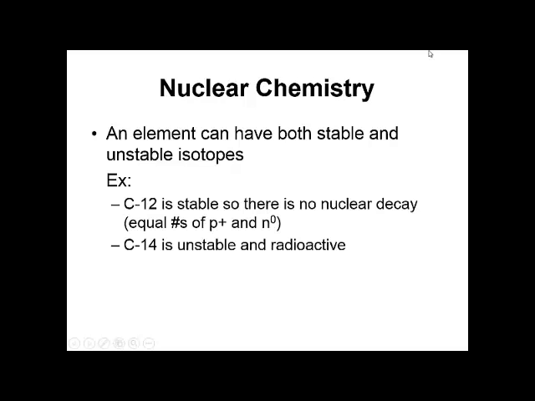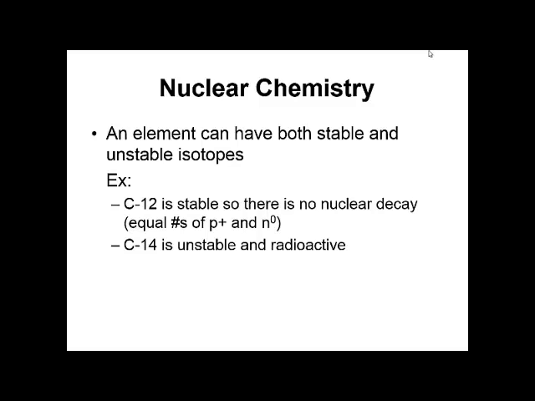For example, carbon-12 is stable and there's no nuclear decay. It's considered to be stable because there's approximately equal amounts of protons and neutrons located in the nucleus. We'll get more into that in a little while.